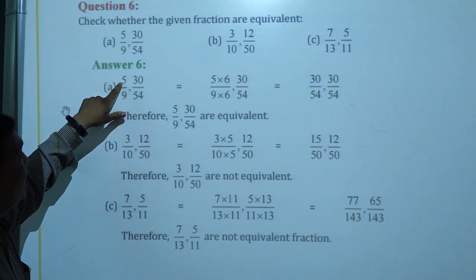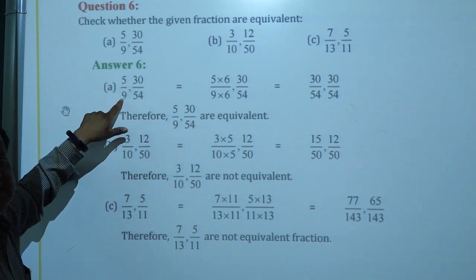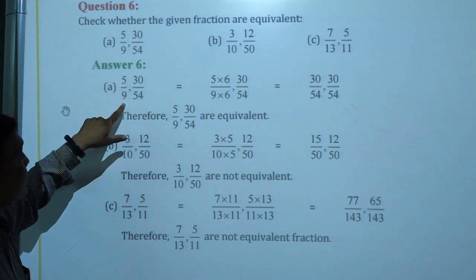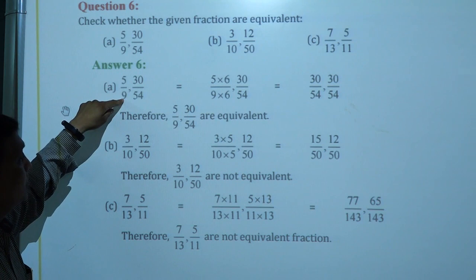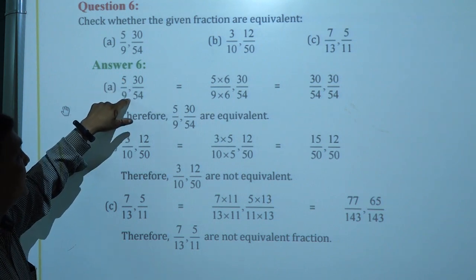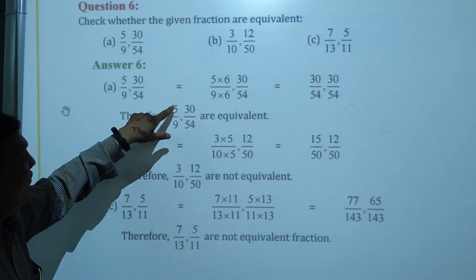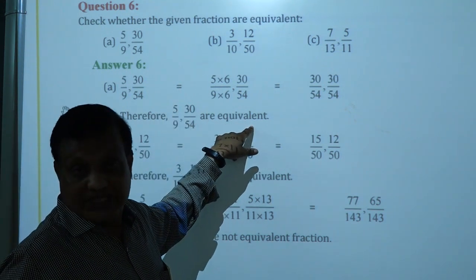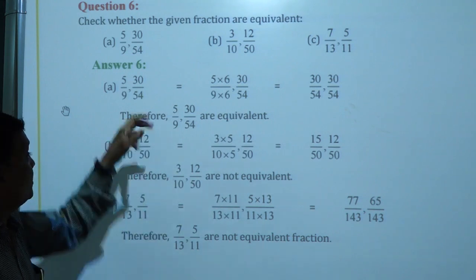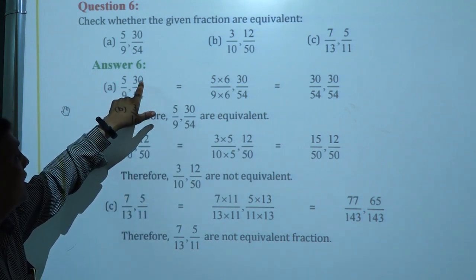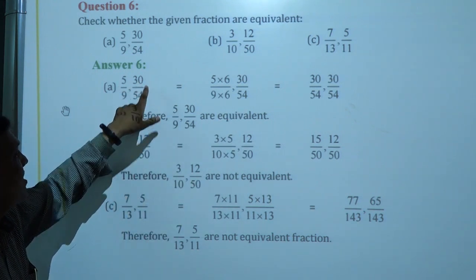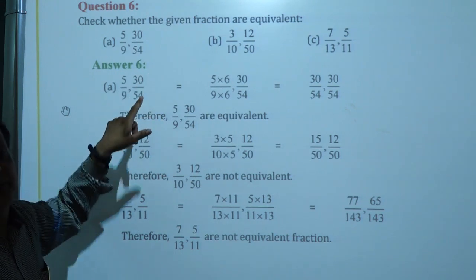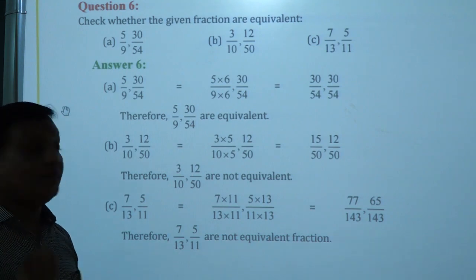5 6s are 30 and 9 6s are 54. Both are coming with 6. So 5 upon 9 and 30 upon 54 are equivalent, as we multiplied by 6. Now you can also reduce this. If you reduce 30 upon 54, 6 5s are 30, 6 9s are 54, you get 5 upon 9. If you reduce this 30 upon 54, what will you get?